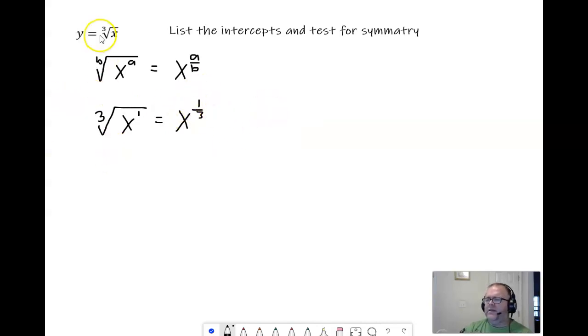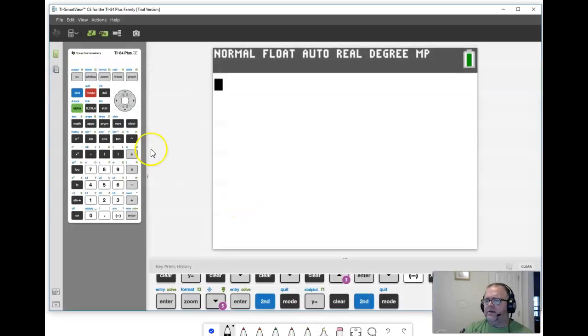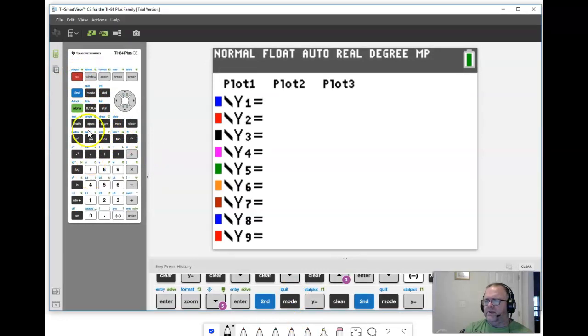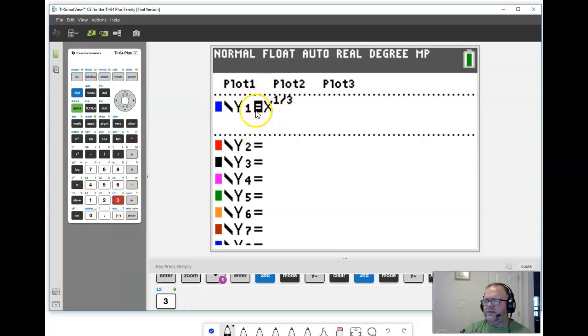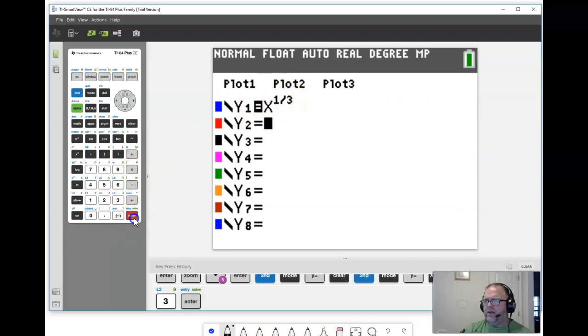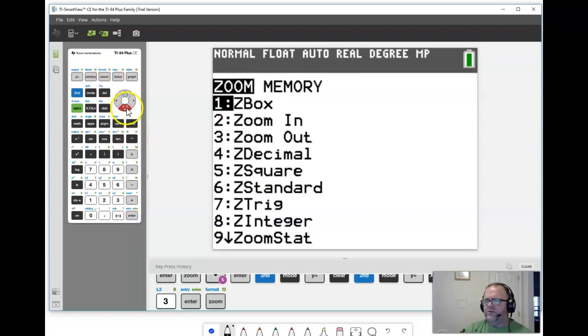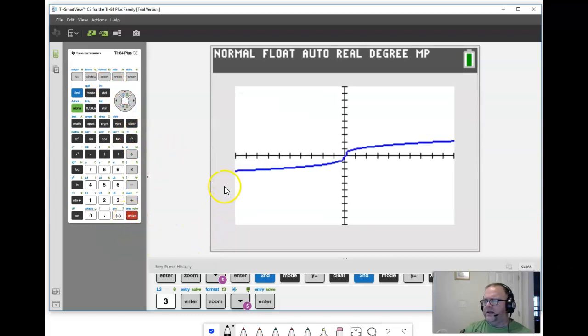All right, so now that we know this is really just equal to x to the 1/3, we want to list the intercepts and test for symmetry. The first thing I always like to do is plug this in my calculator and see what it looks like. So I go to y equals, and I'm going to do x, it's this key right here, and raise it to, and then over here I can do 1 divided by 3. So this is x to the 1/3. Hit enter. Now let's start with a standard zoom, and then we'll zoom out a little bit.